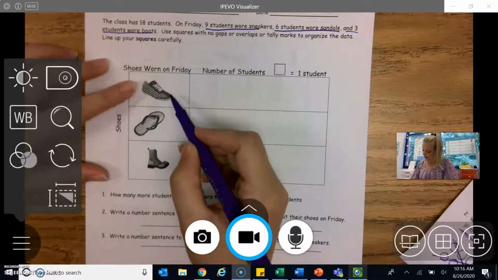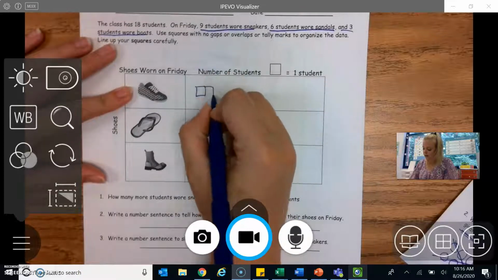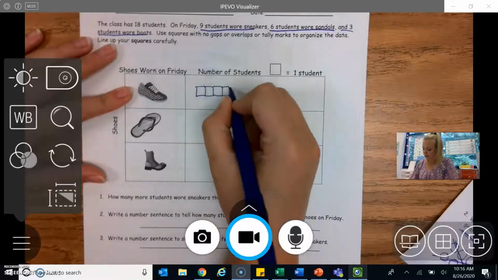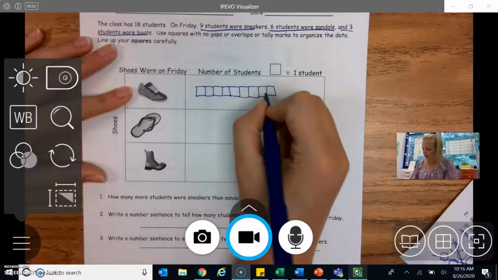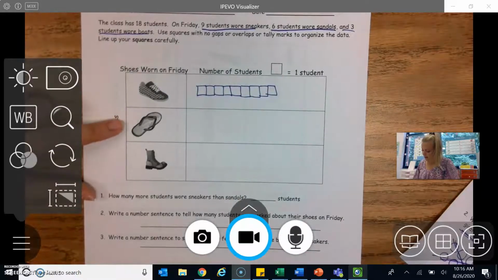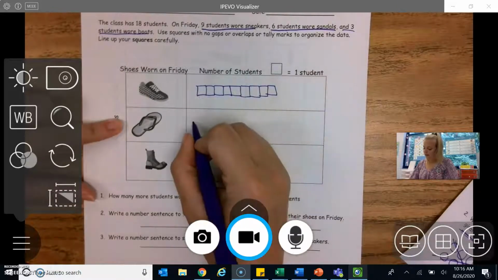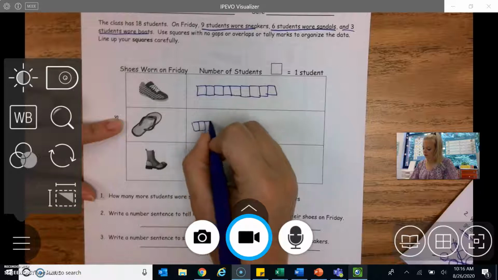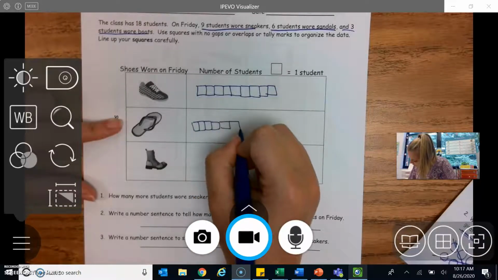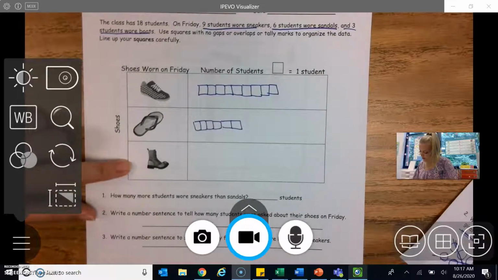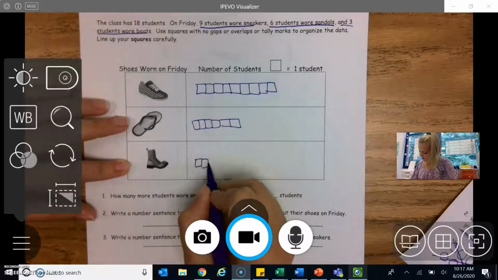The first one is sneakers. How many students wore sneakers? 9. 1, 2, 3, 4, 5, 6, 7, 8, 9. Right, the next one is sandals. How many wore sandals? 6. 1, 2, 3, 4, 5, 6. And how many wore boots? 3. 1, 2, 3.